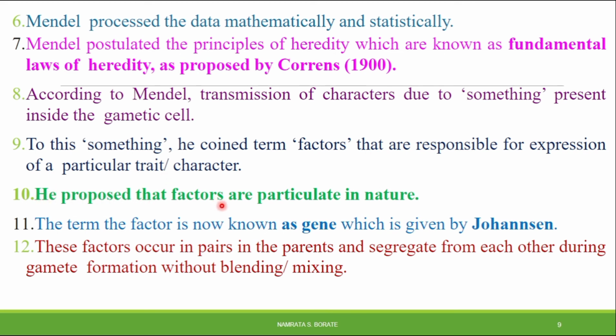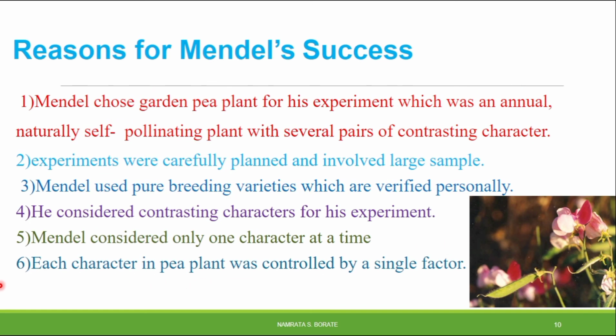He proposed these factors are particulate in nature. The factor is now called the gene. So what is the factor? The factor is nothing but the gene, and the gene carries a particular trait or characteristic. The term gene was first given by Johannsen. This factor always occurs in a pair in the parent, and it is segregated, that is, separated from each other at the time of formation of the gamete, without blending or mixing.